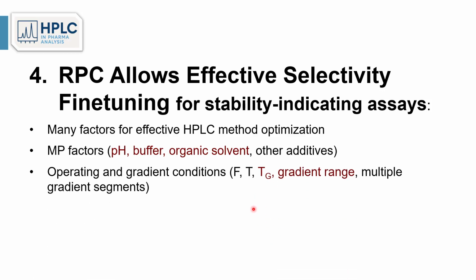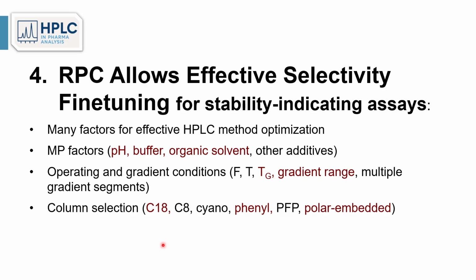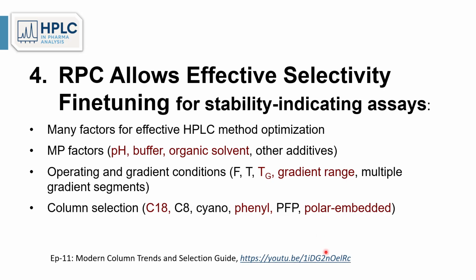There are also many operating and gradient conditions that can be optimized, such as flow rate, temperature, gradient time, which is pivotal, and gradient range, either in a single gradient or multiple gradient segments. Finally, there are many very effective column selection choices, starting with C18 to C8, which is very similar, cyano, phenyl, pentafluorophenyl groups, and also polar embedded bonded phases. Further information can be found in episode 11.